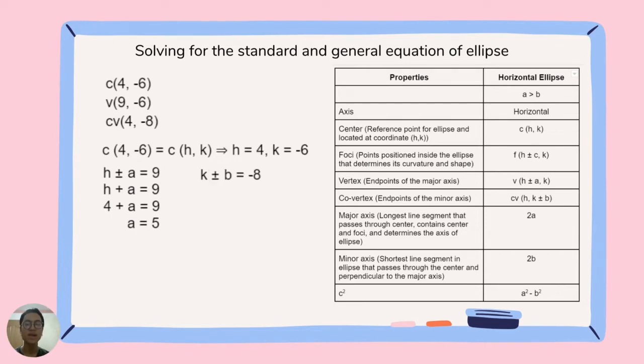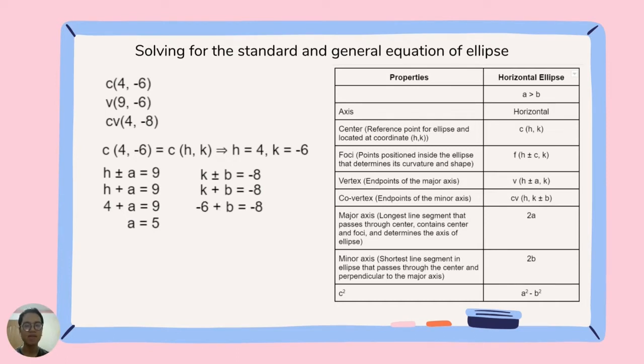For b, we could consider the minor axis or the co-vertices. Since one of the co-vertices is given, we can consider it. It says here that the y-coordinate is k plus or minus b, and based on the given, the y-coordinate is negative 8. So we have k plus or minus b equals negative 8. Again, we can choose arbitrarily between plus or minus. I am going to choose plus because regardless of sign, it only tells us the direction. So we have k plus b equals negative 8.